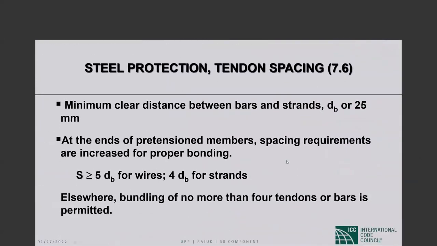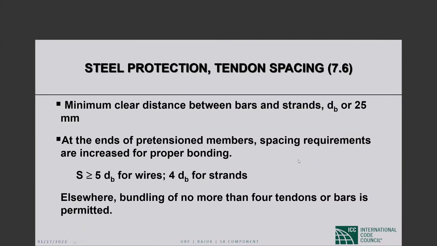So the cover is one part of the durability aspect of the concrete, but then the minimum spacing is also important. So the clear distance between bars and strands should be the diameter of the bar or 25 millimeter, whichever is larger. And that's also important because of the prospect of congestion of rebars and difficulty in placing concrete that can cause honeycombing and strength and durability issues.